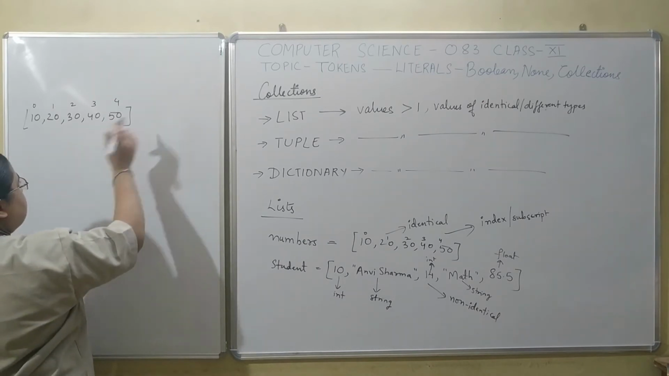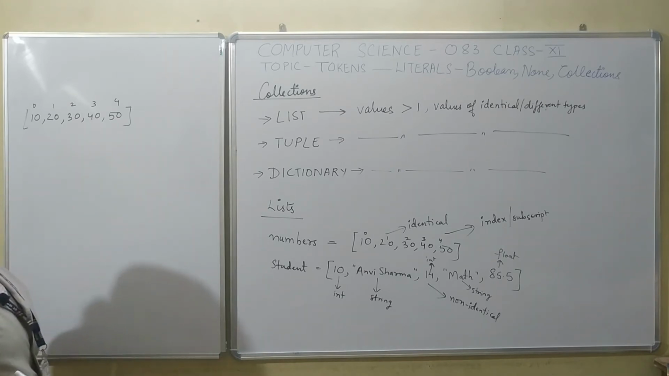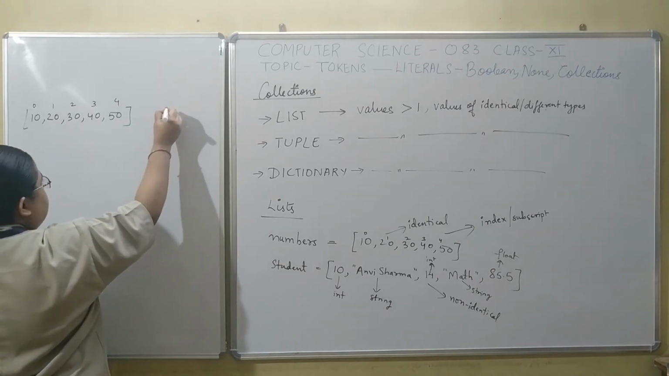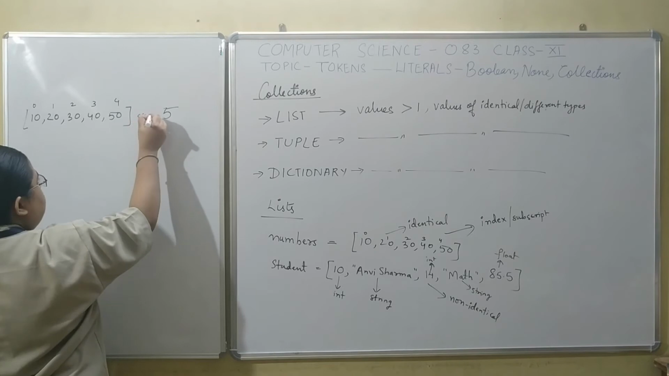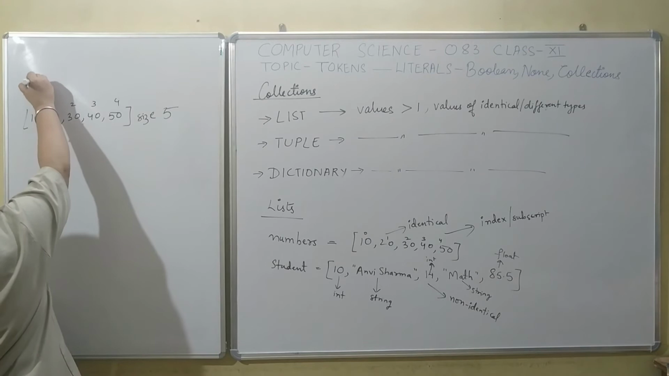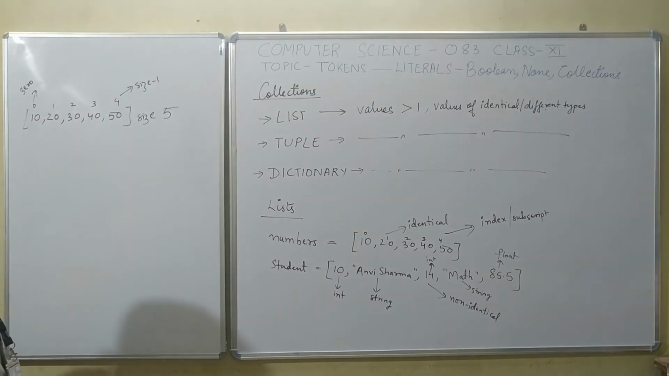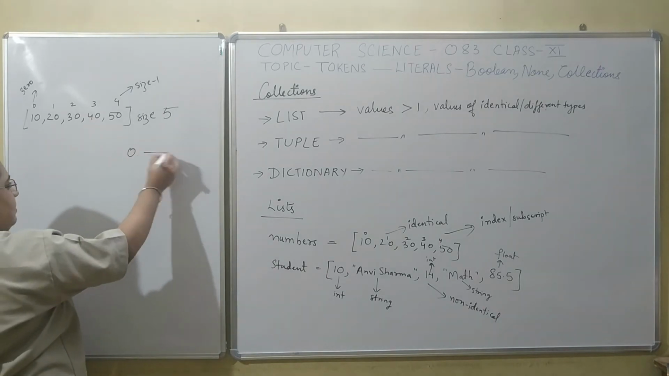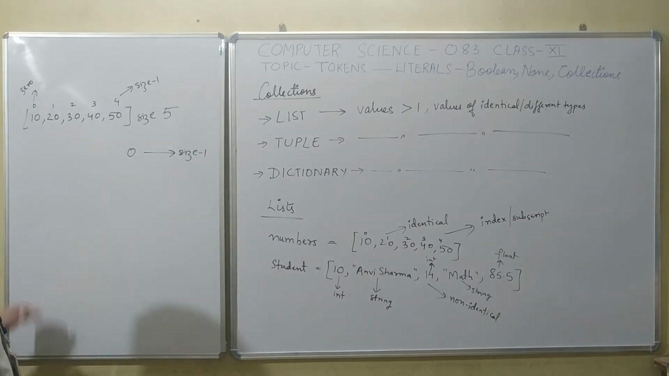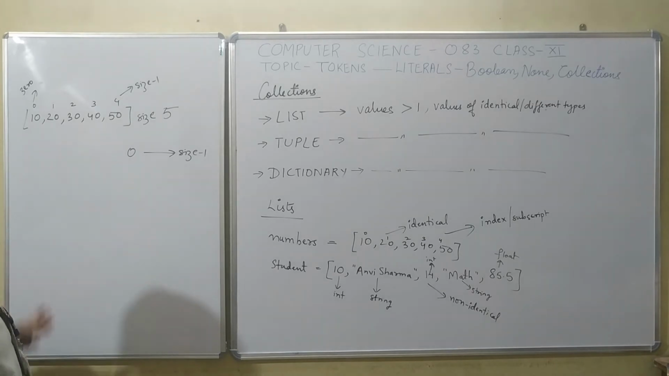Whatever is the size. Now how is the size of a list defined? By counting the total number of items. How many items do we have? We have 1, 2, 3, 4, 5 items. Hence the size of this list is what? 5. And the starting index will always be 0. Ending index would be size minus 1. That is, always the indexing will start at 0 and it will end at size minus 1. Got it? So this is how these lists are created.